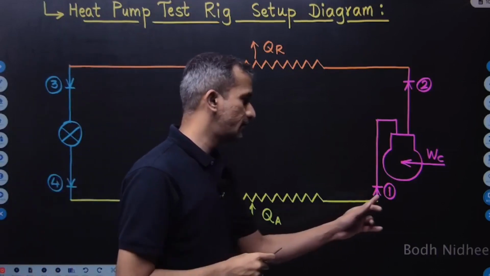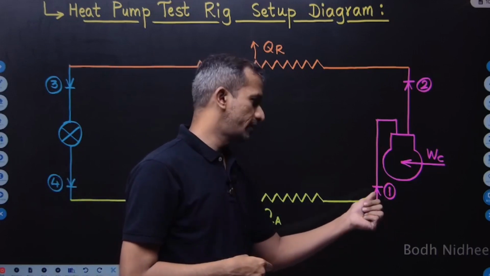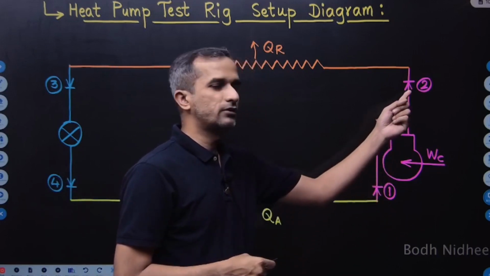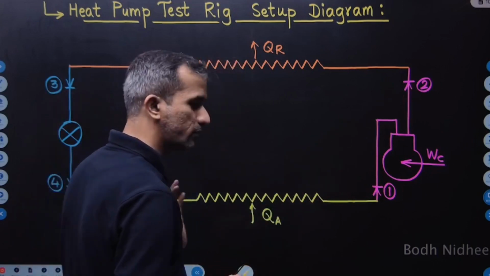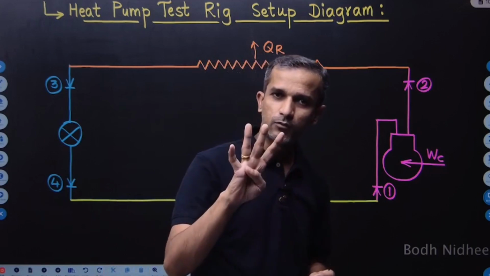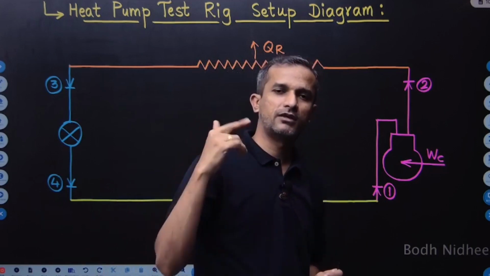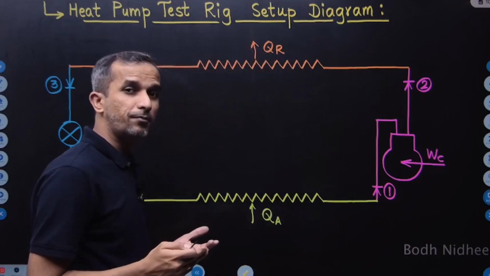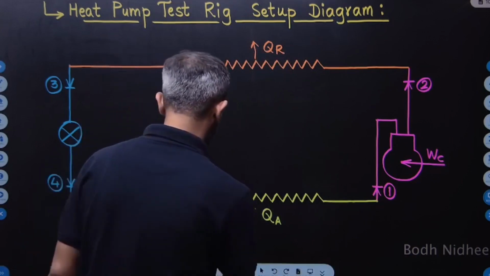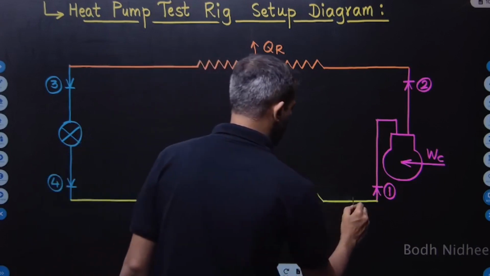You can observe I have written point number 1. Indirectly this is a thermocouple. Point number 2, this is the second thermocouple. Point number 3, this is the third thermocouple, and then the fourth thermocouple. So these 4 thermocouples will record the temperatures of the refrigerant at that particular location. Then we'll have to mount the pressure gauges. So I'll mount a suction pressure gauge at the inlet of the compressor.